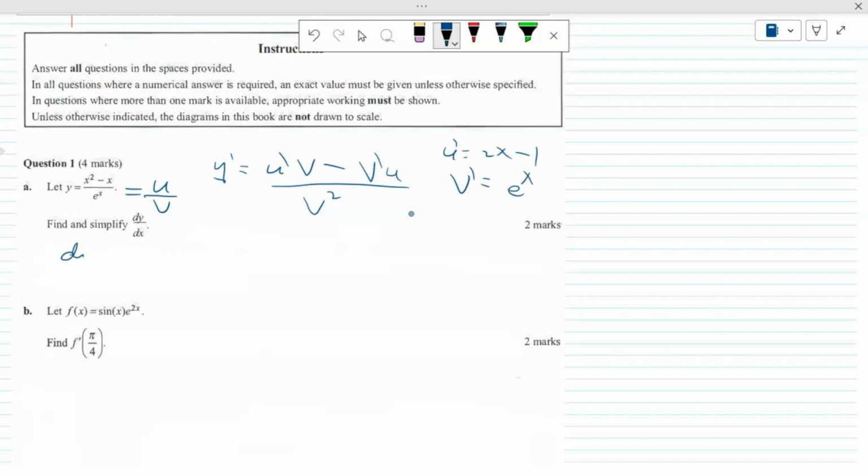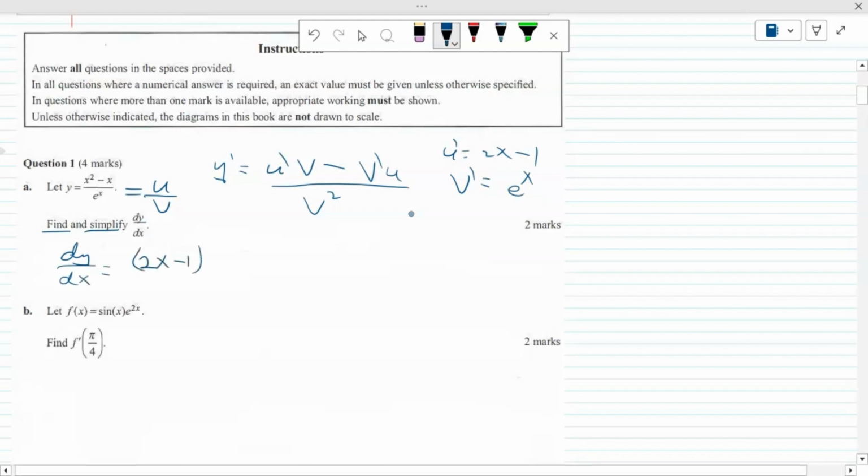So now my dy, and also we need to make sure that we answer what the question is asking us. It's asking us to simplify after we get the answer. So that means (2x minus 1) e to the power of x, minus e to the power of x again, so (x squared minus x) e to the power of x, over, we square the v, which is e to the power of x.